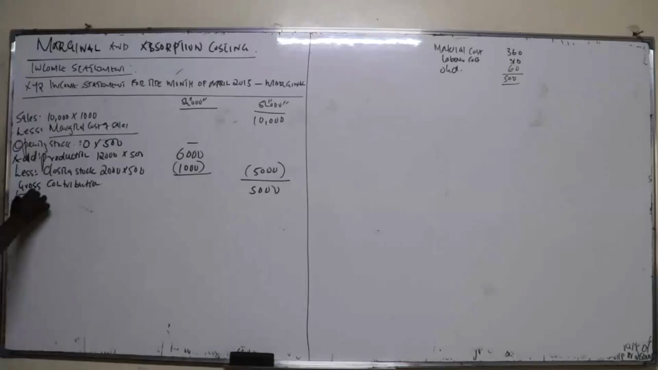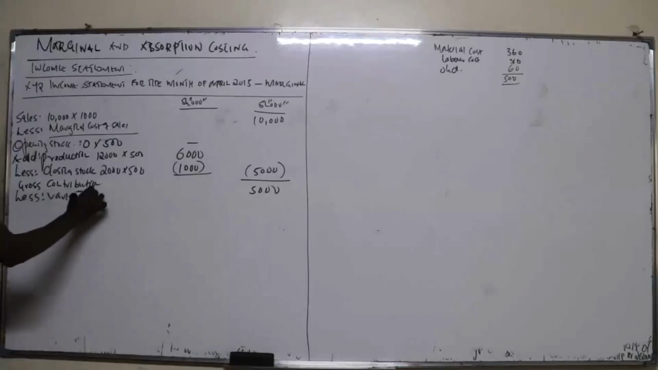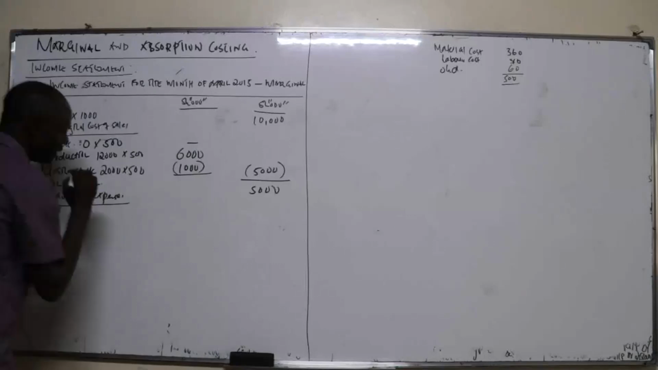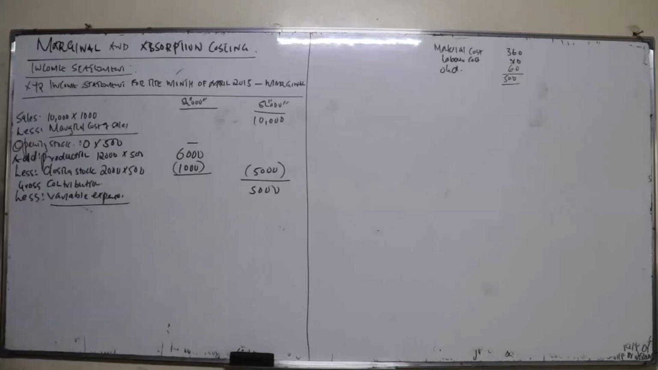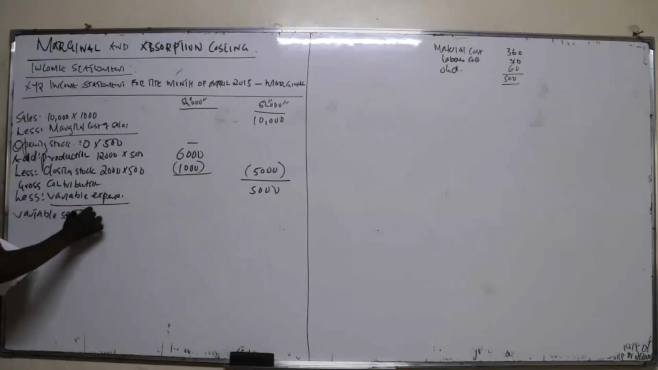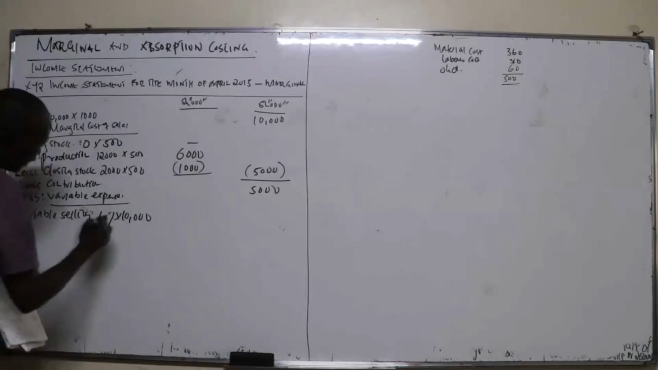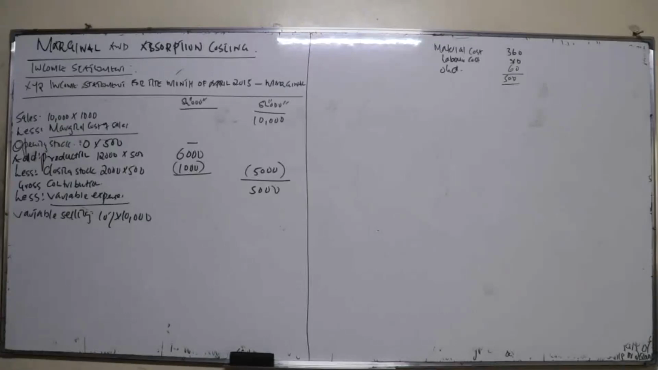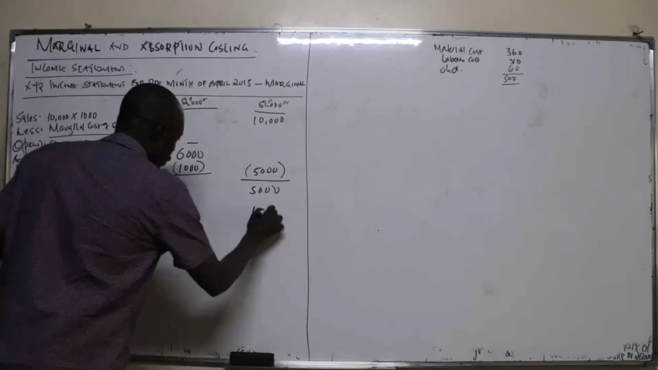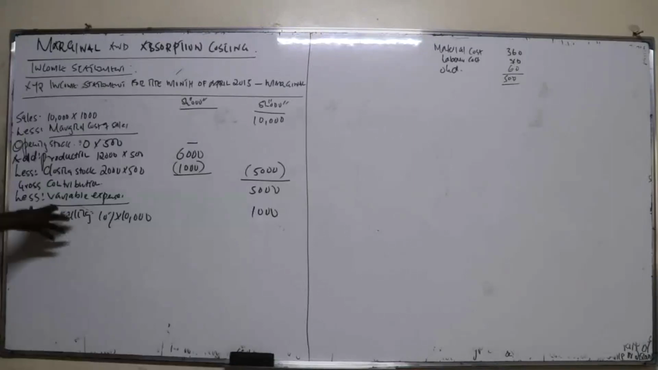Variable expenses first. So we have those expenses that are non-production but variable in nature. You give them priority first. So the variable expenses is we have variable selling. Variable selling, we have been told it is 10% of sales. So 10% of 10,000. That one will give you how much? 1,000. So we don't have any other variable expenses. If we had more than one, all the variable expenses should come first.